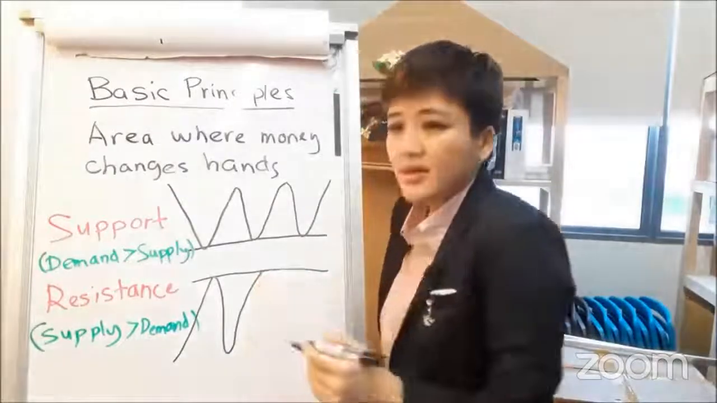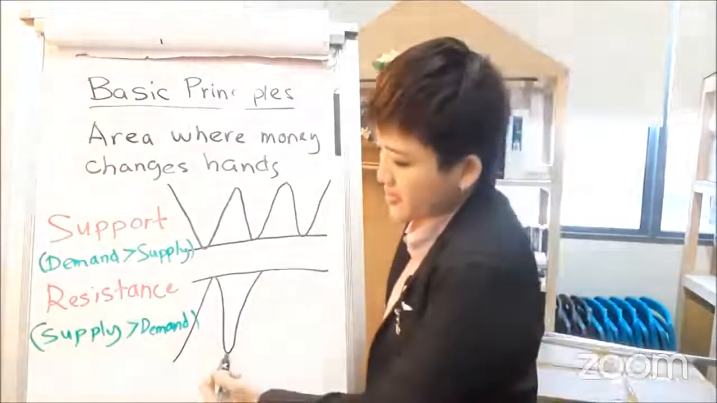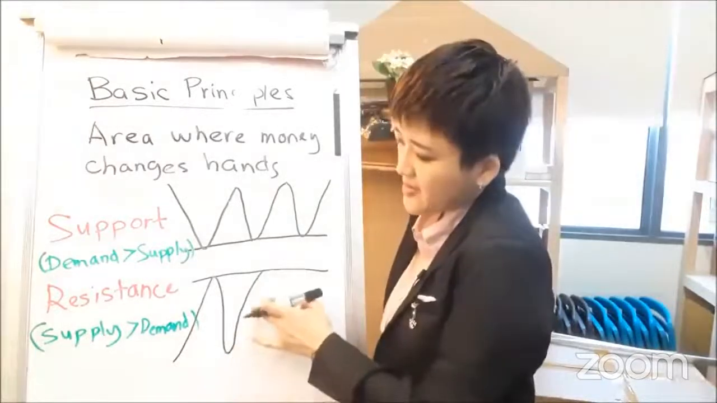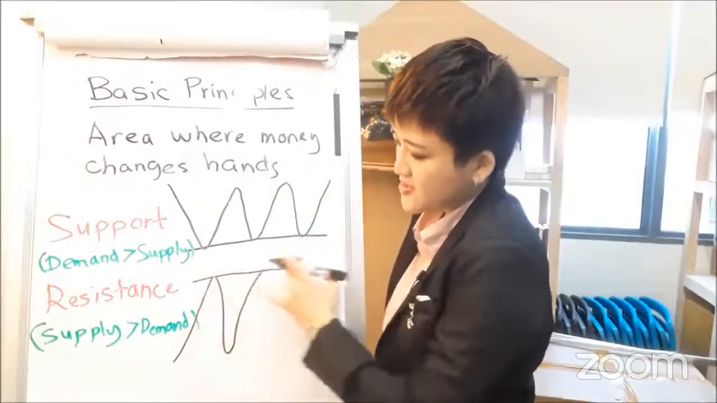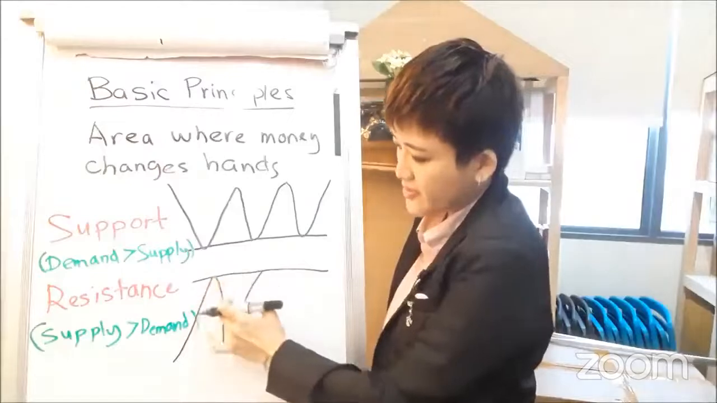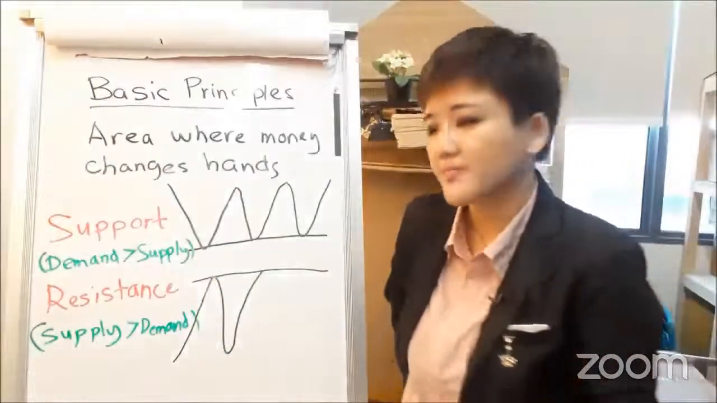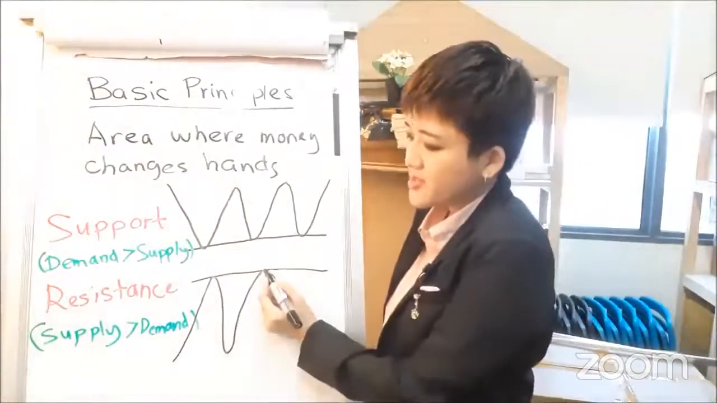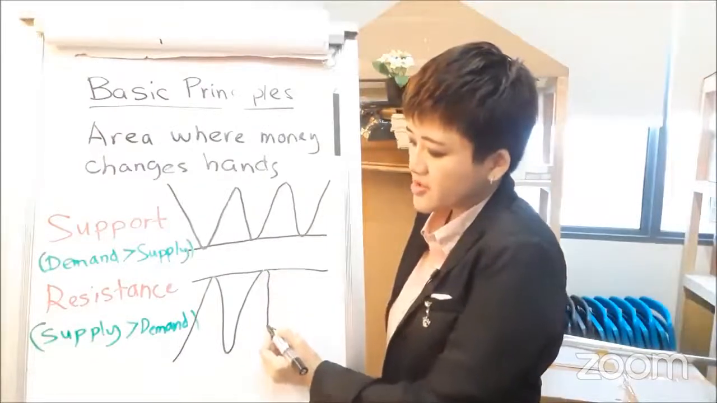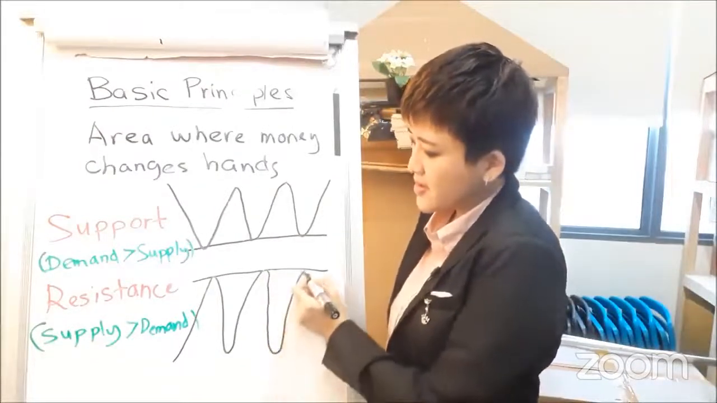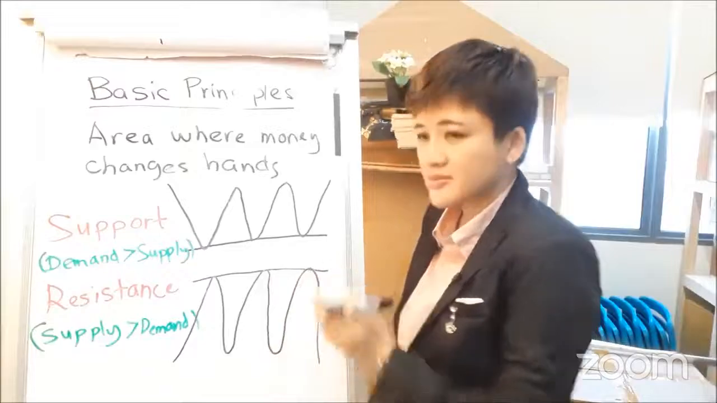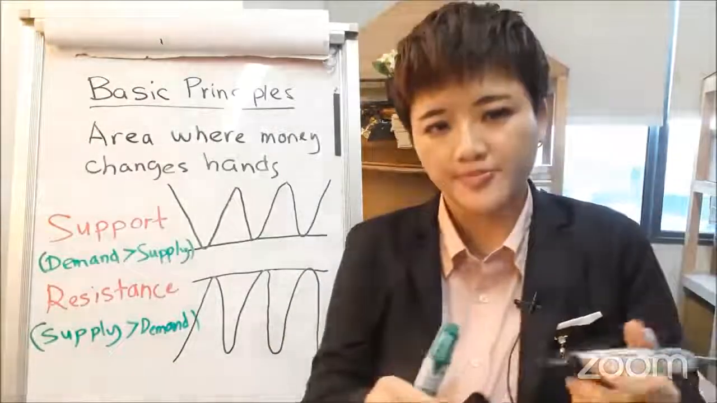It's the same thing with buyers. Maybe they bought over here. Price comes back up and then they see this resistance level where price bounced off. They are going to take profits. And hence with these three groups of people, it's going to push the price down. And this is how a resistance level is formed.